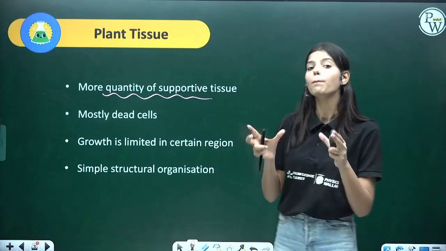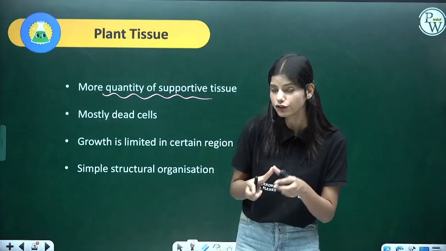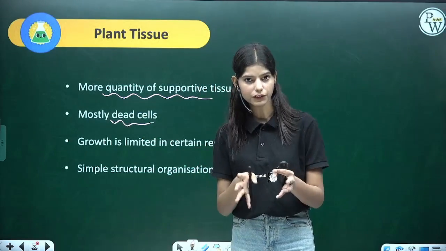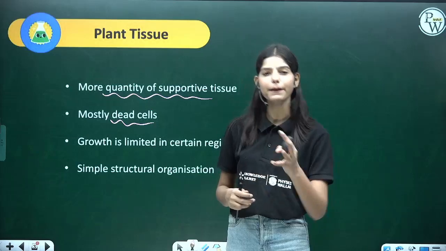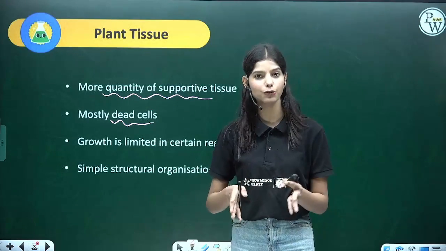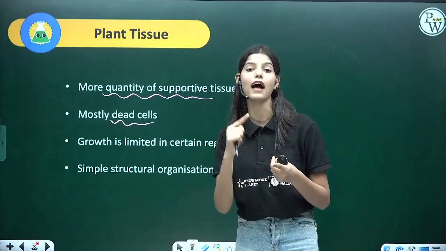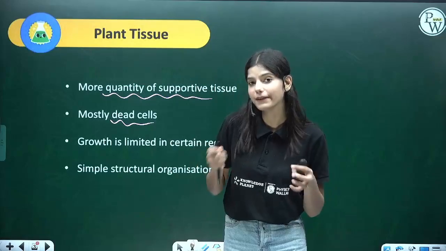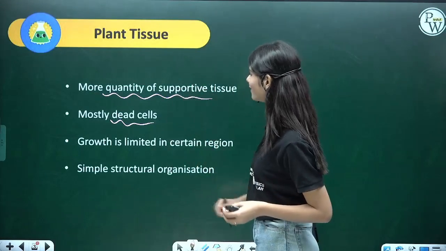And guys, most of these supportive tissues are made up of dead cells. So most of the supportive tissue is comprised of fibers, dead cells, and we are going to cover that part as well. But for now, you need to understand, because plants are fixed at one place, they need extra support, and most of these supportive tissues are comprised of dead cells.